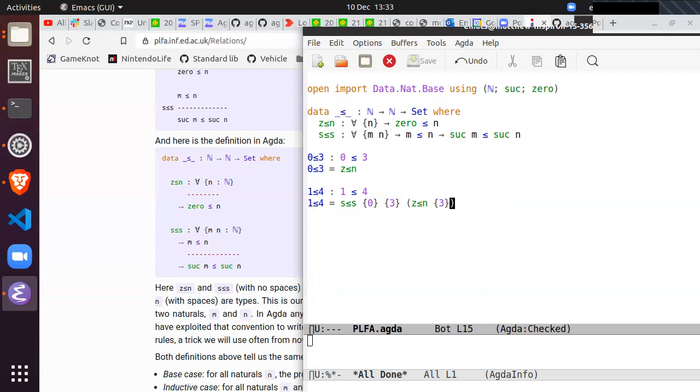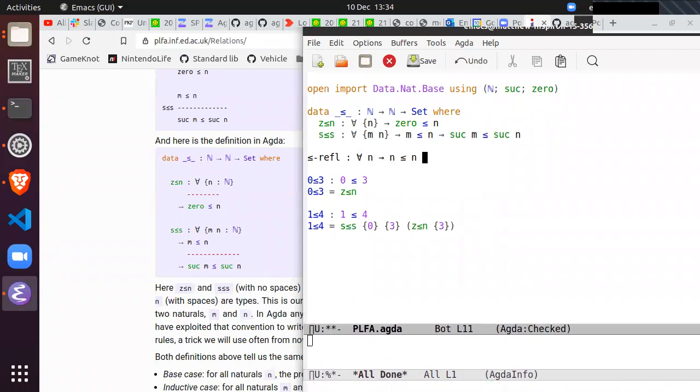So how would you increase your confidence that less than or equal to was actually encoding the less than or equal to relationship over natural numbers? What are some things that you could prove about it? The obvious thing that you might want to prove is that it's reflexive: that for any natural number n, n is less than or equal to n. So we can prove, for all n, n is less than or equal to n.